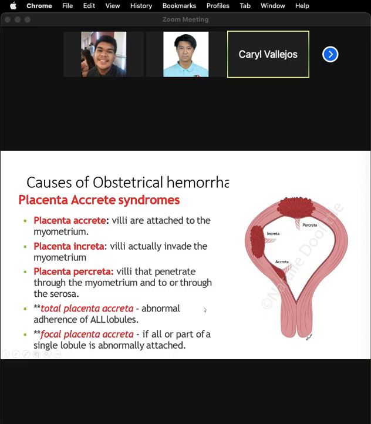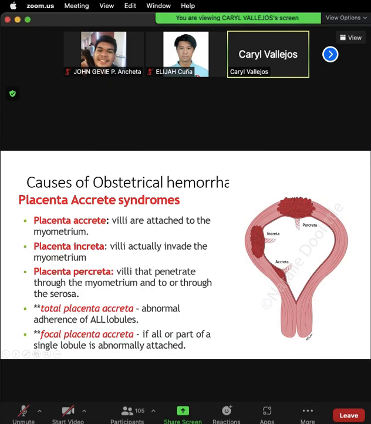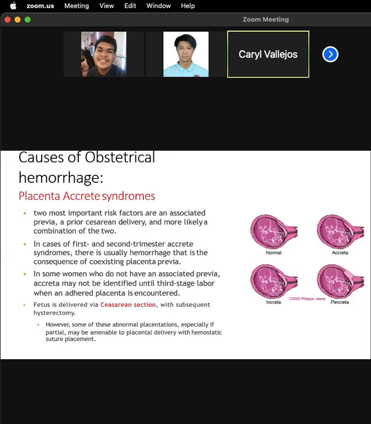Total placenta accreta is abnormal adherence of all lobules. Focal placenta accreta is when only part of a single lobule is abnormally attached. The two most important risk factors are associated with previa and a prior cesarean delivery, and more likely a combination of the two. In first and second trimester accreta syndrome, there is usually hemorrhage that is the consequence of coexisting placenta previa. In some women who do not have an associated previa, accreta may not be identified until the third stage of labor when an adherent placenta is encountered.